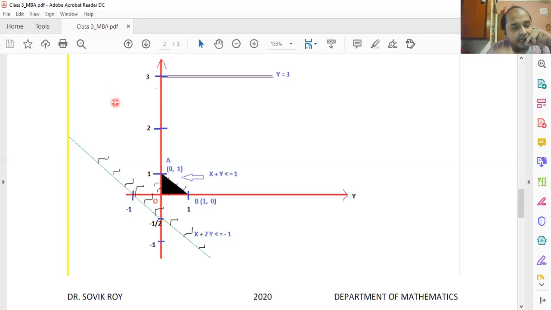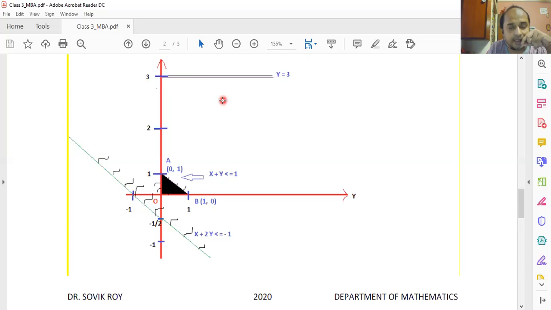We shall only consider the common region bounded by all the straight lines falling on the positive side only. So we shall not consider this part and that part, because in these parts one of the variables becomes negative, which should not be according to the linear programming problem. But we are not considering y equal to 3 because no point falling on this straight line is common with this region.